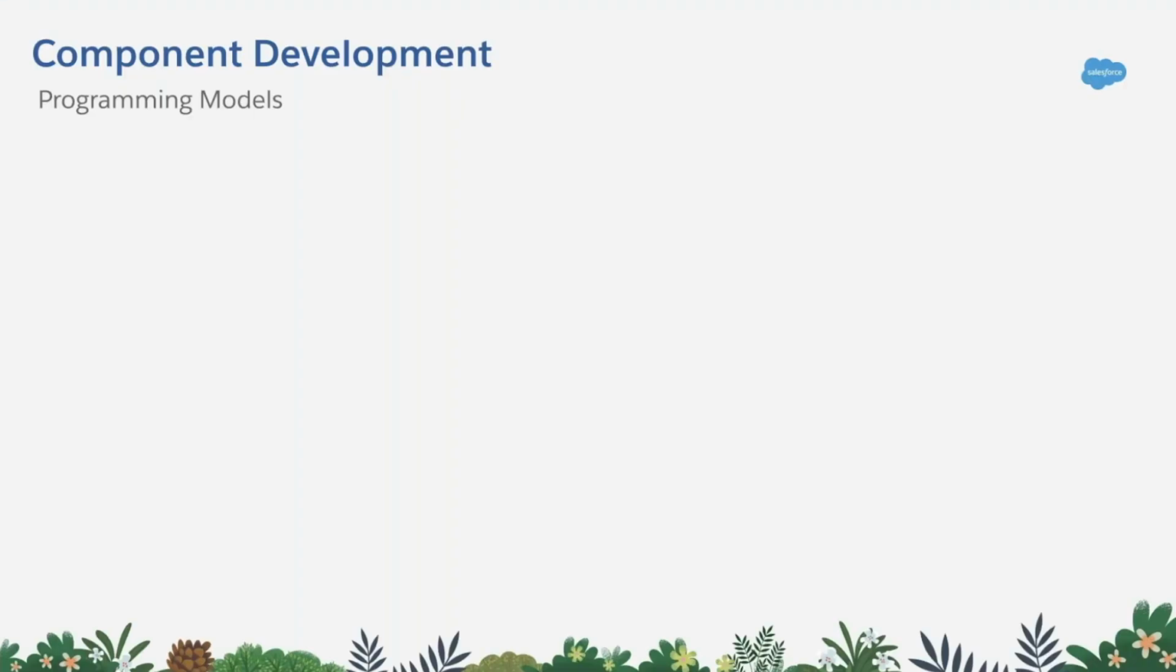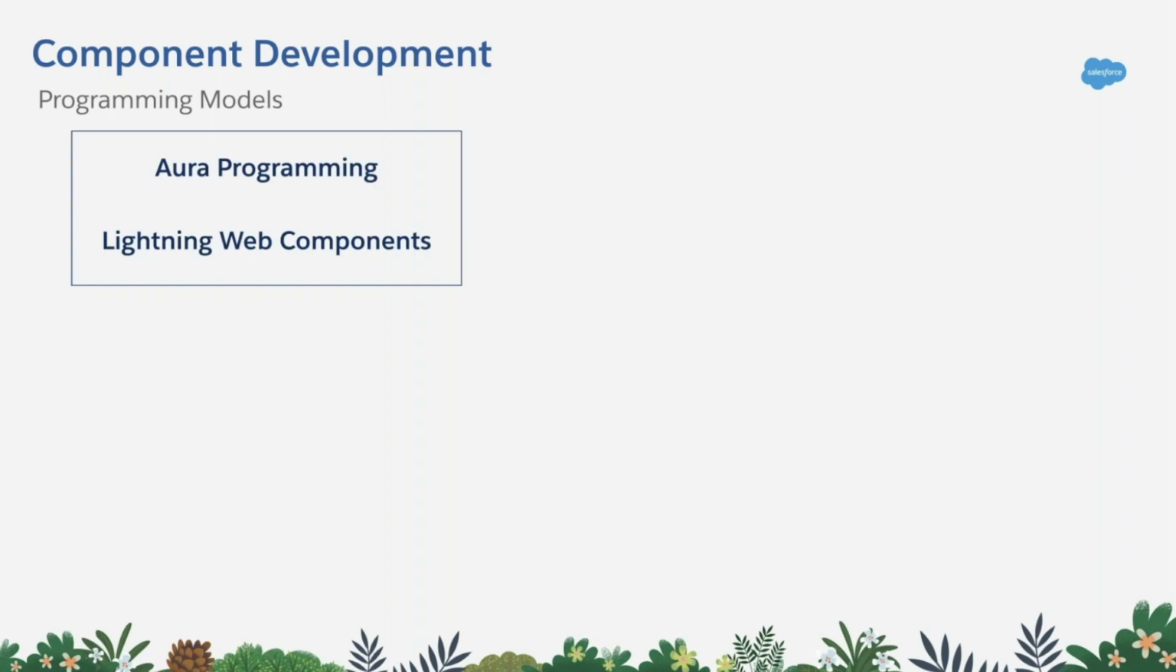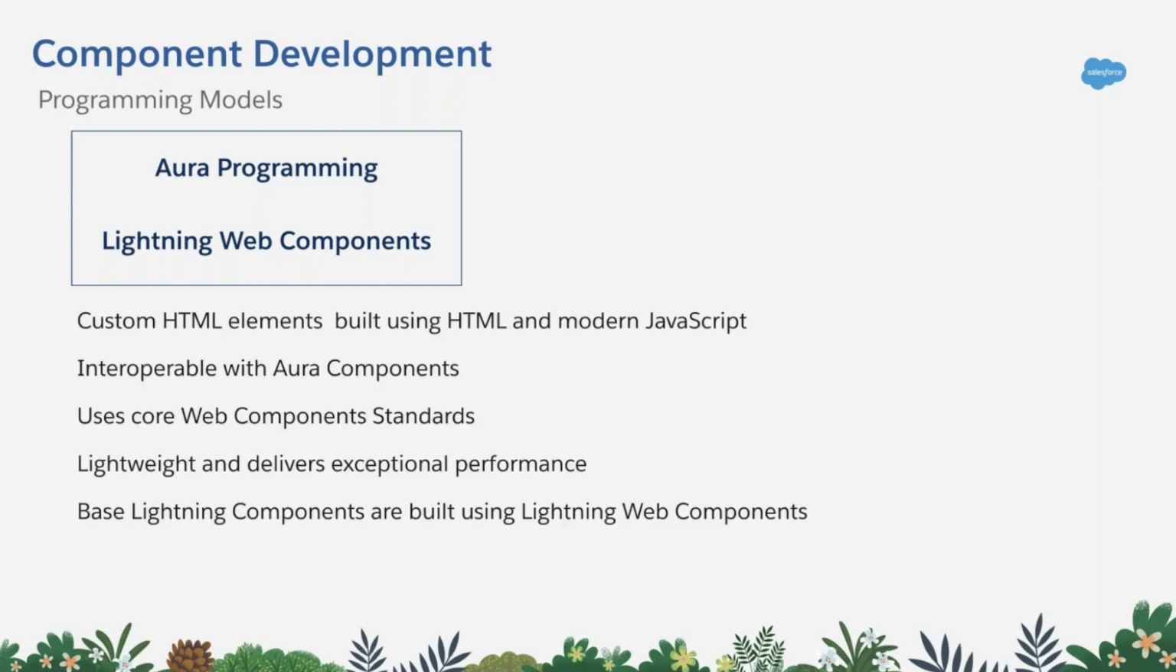We know how to check out the code, how to get the code of the base components, and how to use the recipes. Now we'll see how we can build the experience components using those base components. Basically, we have two programming models now: the Aura programming model and our latest programming model, the Lightning Web Components programming model, which is very efficient. We are going to use this programming model for our base components today.